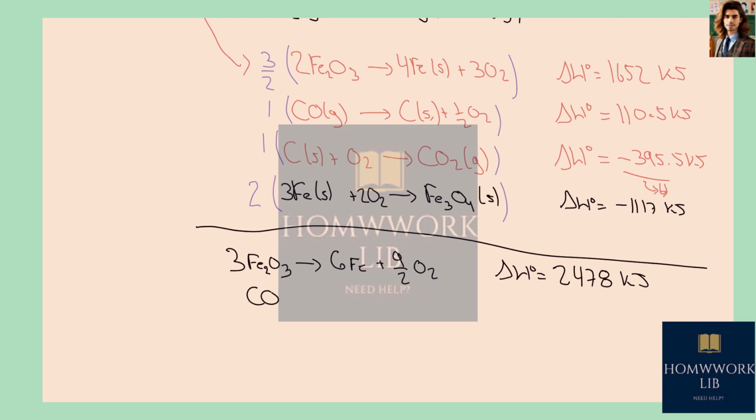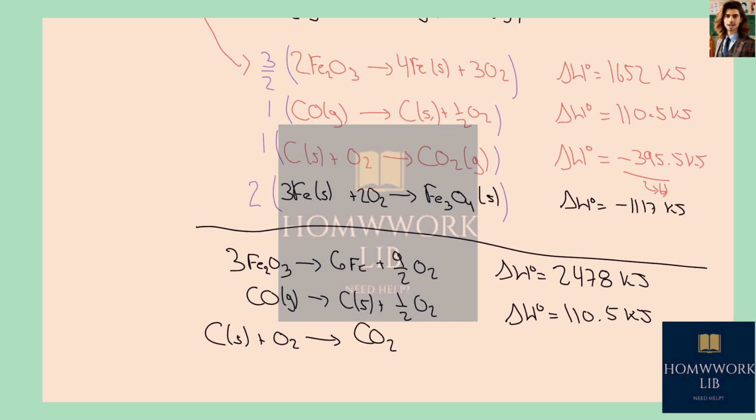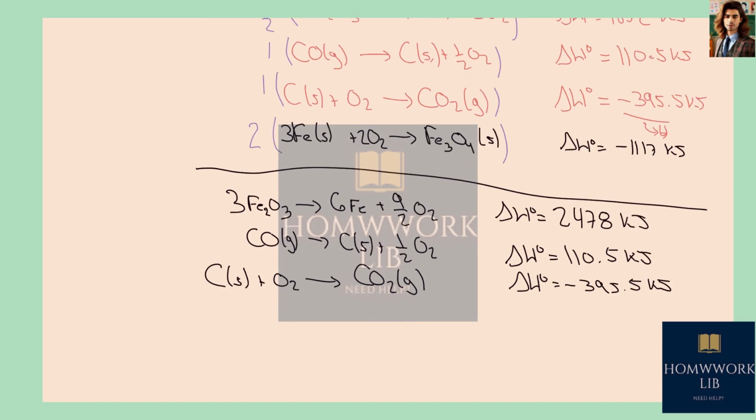The one for CO stays the same. CO gas producing carbon solid plus 1/2 of O2. The delta H naught stays the same, 110.5 kilojoules. The one for CO2 also stays the same. Carbon solid plus O2 produces CO2 gas. Delta H naught equal to minus 395.5 kilojoules.